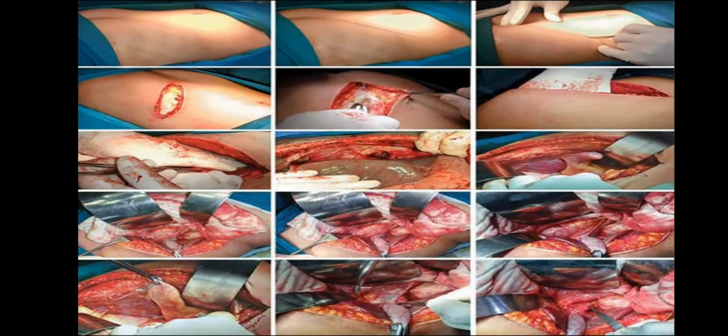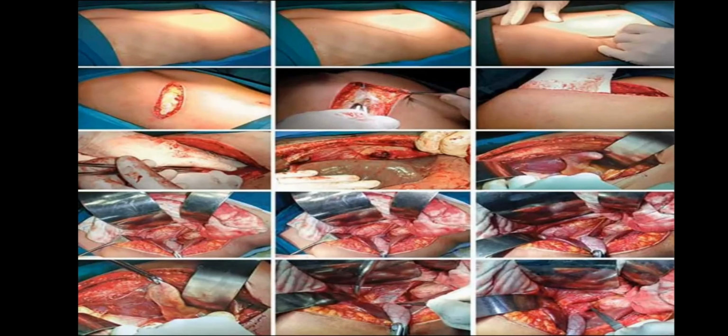In both cases, a drain should be placed for proper drainage, and it should be removed after 72 hours. And in certain cases, an on-table cholangiogram is done; proper investigation has to be done even after the cholecystectomy procedure. That is the surgical removal of the gallbladder, the open method.